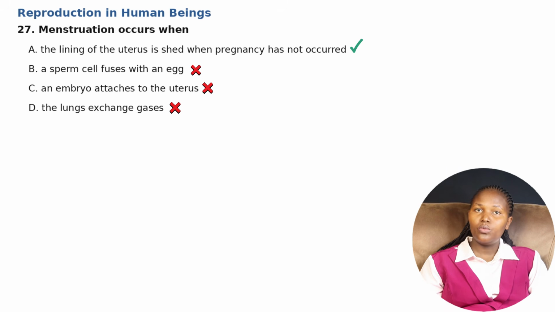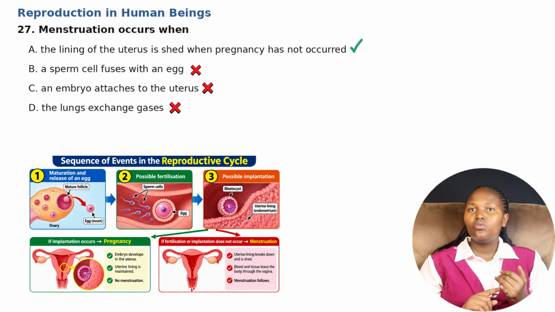That is a very common question. And also remember that you are supposed to separate the sequence clearly. You are supposed to know about maturation and release of an egg. You are supposed to know about possible fertilization, possible implantation. If pregnancy does not occur, what happens? And you're also supposed to understand about menstruation. All these things are very much testable in your papers.